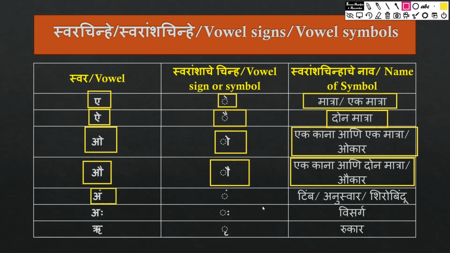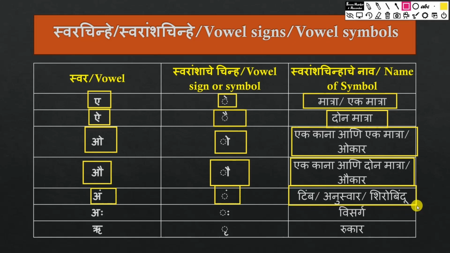Next one is am. It is just a dot on the top of the consonant, which means bindu. Dot means bindu, so that's why it is also called anuswar or shirobindu.